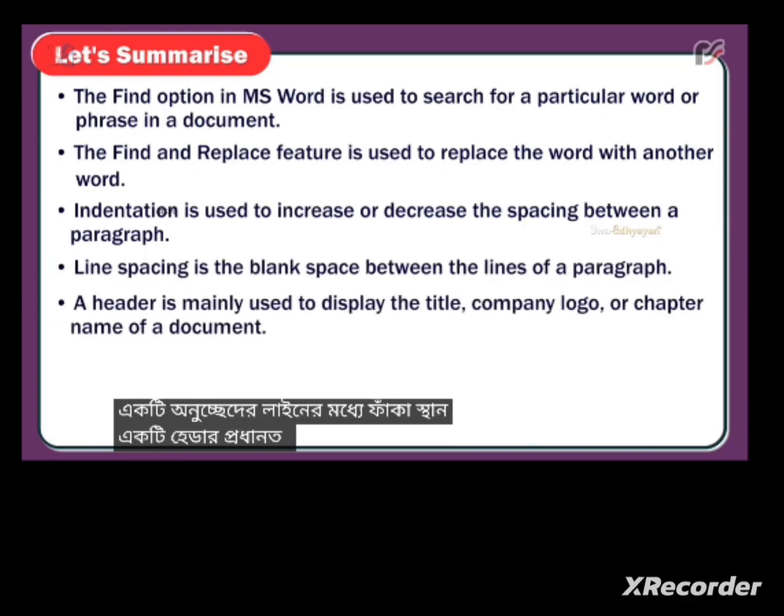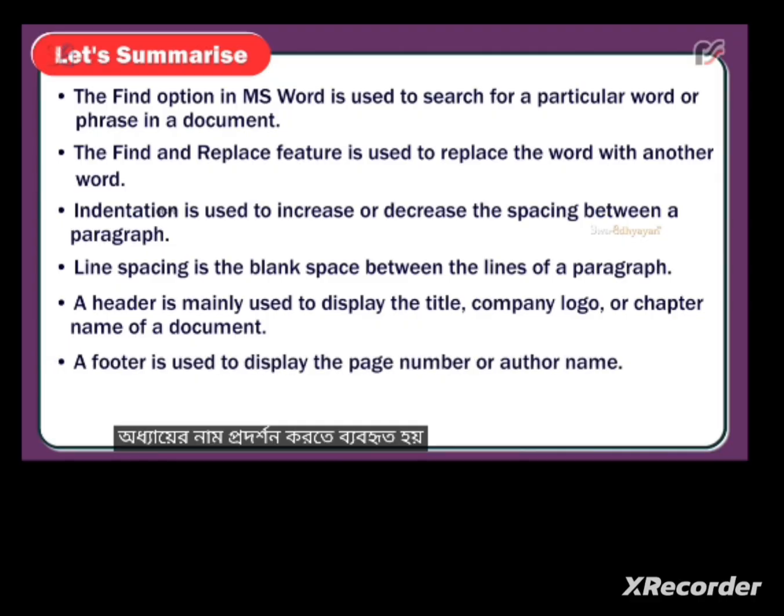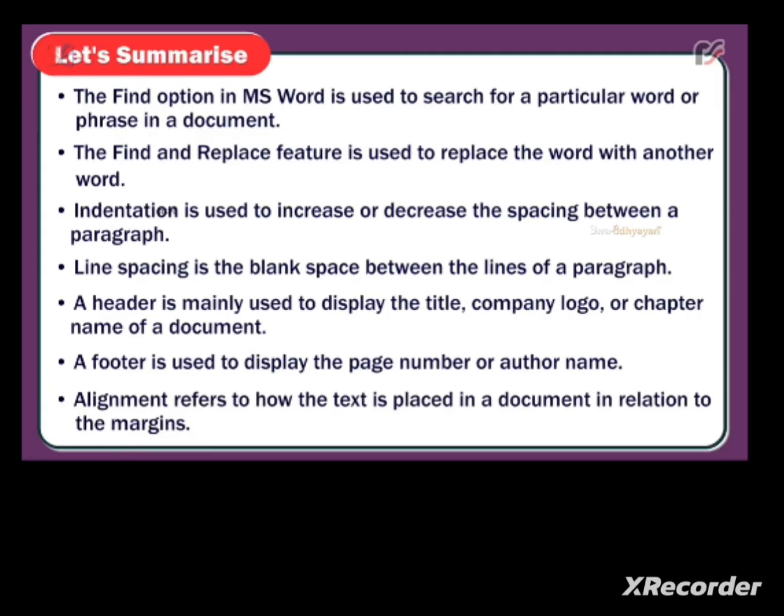A header is mainly used to display the title, company logo, or chapter name of a document. A footer is used to display the page number or author name. Alignment refers to how the text is placed in a document in relation to the margins.